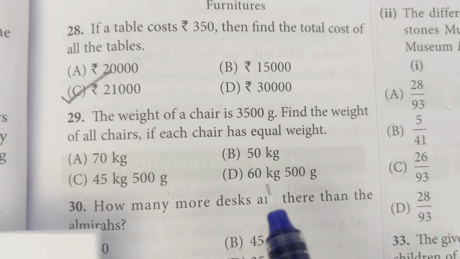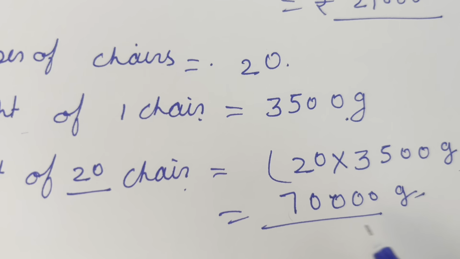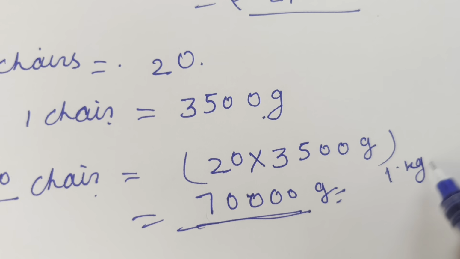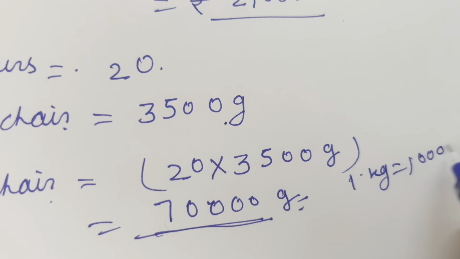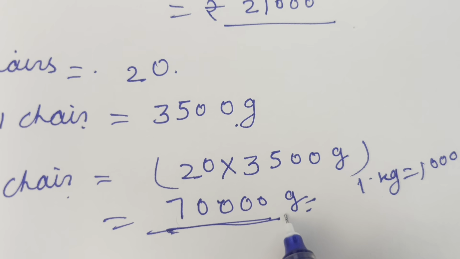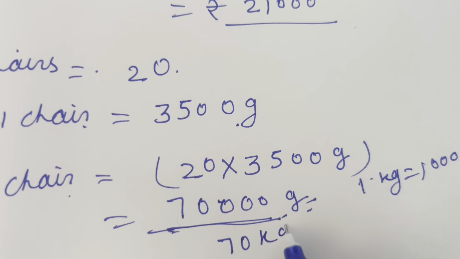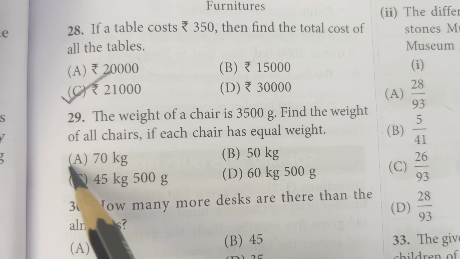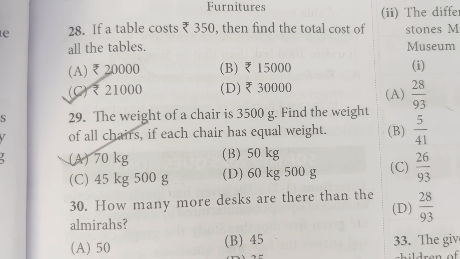But the options are in kg, so we convert this into kg. So 1 kg is equal to 1000 grams. So 70,000 grams is equal to 70 kg. Is it clear? So 70 kg is in option A. So option A is the right option for question number 29.